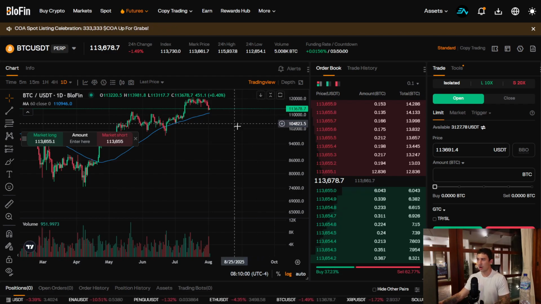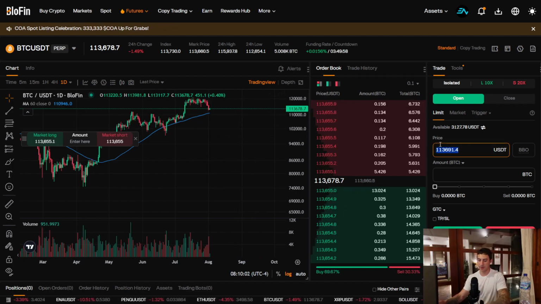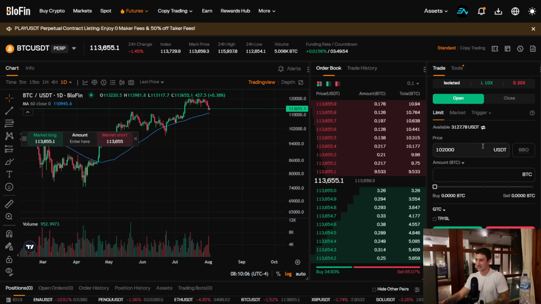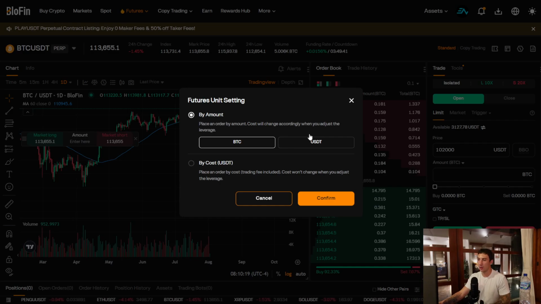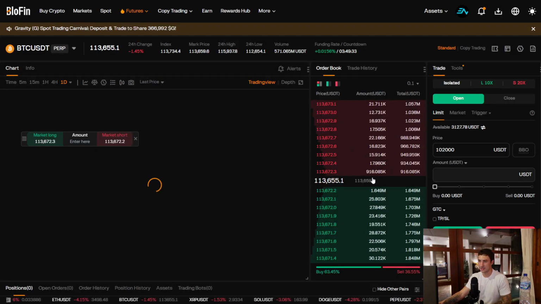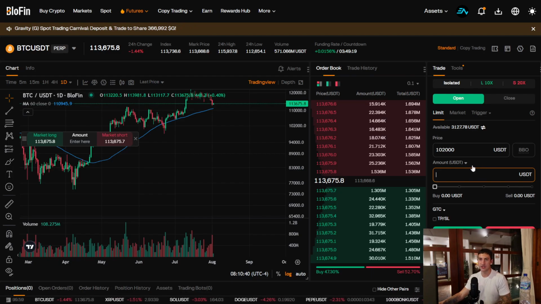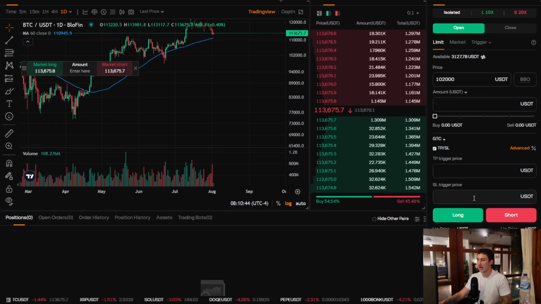Let's say I want to enter a long at $102,000. Okay. I'd put $102,000 as my price that I want to get filled at. And then I'll put the amount that I want to enter the trade with. I always do USDT, okay? I want to see how much I'm going to be risking in USDT. So before we can actually calculate our position size, meaning how much USDT we're going to enter per trade, we need to set our stop loss.